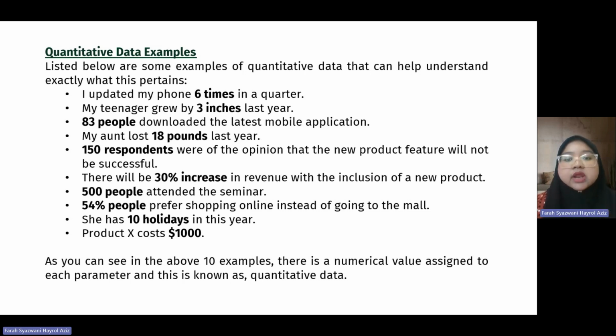I will read the first one. I updated my phone 6 times in a quarter. So what does it mean? Okay, so you have to actually interpret the data using numerical values. So as you can see in the above 10 examples, there is a numerical value assigned to each parameter, and this is known as the quantitative data.